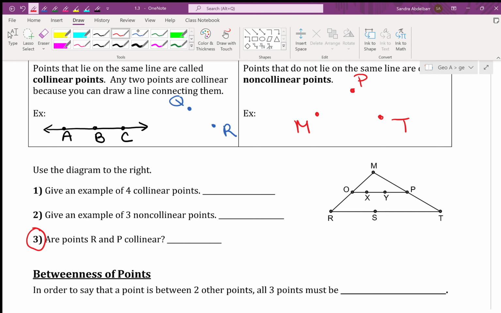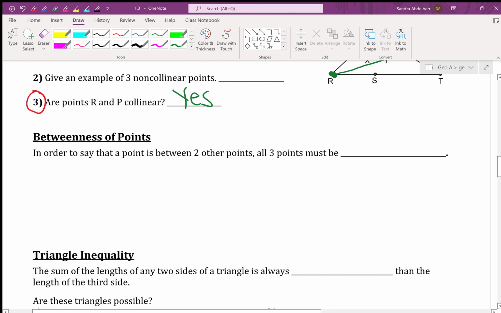Why are they collinear? Emily? Because any 2 points are always collinear because you could draw a line connecting them. All right. In order to say that a point is between 2 other points, all 3 points must be collinear.